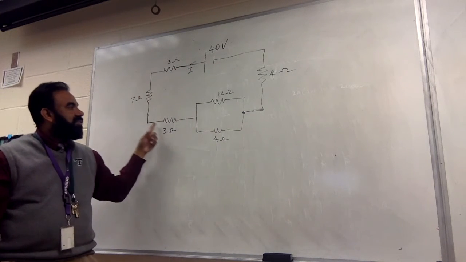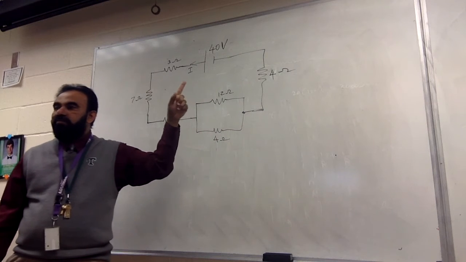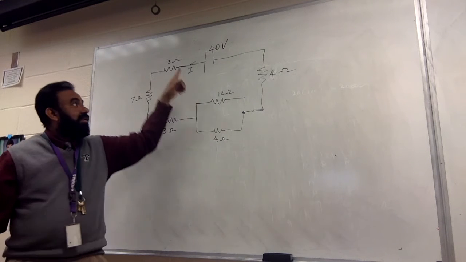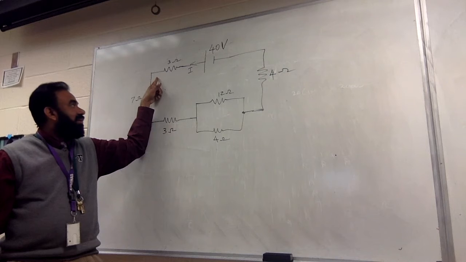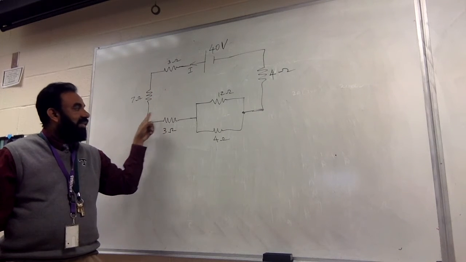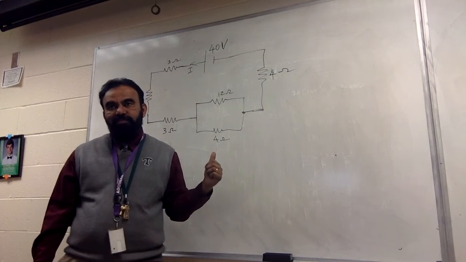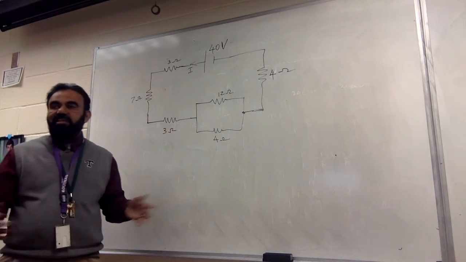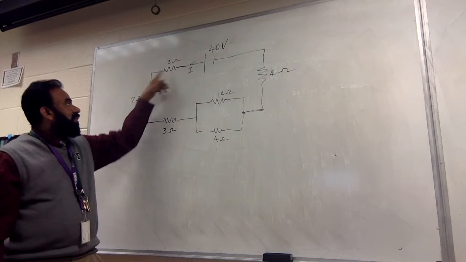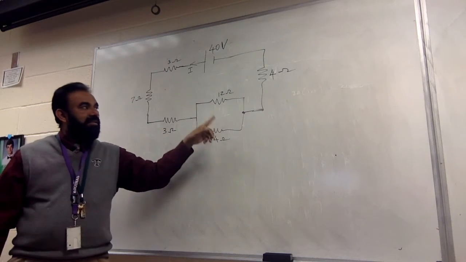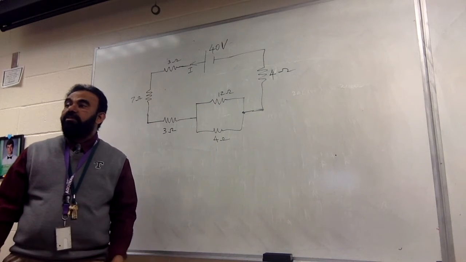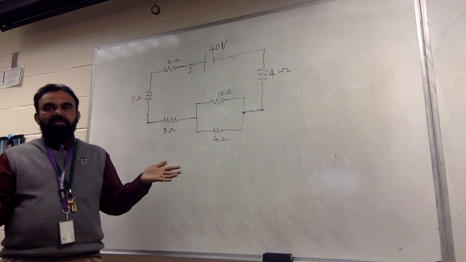what do you know about these resistors? They're all in series because it's like 3, then 7, then this 3, then this 3, then this 4. So just add them up because in series it's easy to add them up. So it's 3 plus 7 plus 3 plus 3 plus 4, the answer is 20. So 20 is the equivalent resistance.